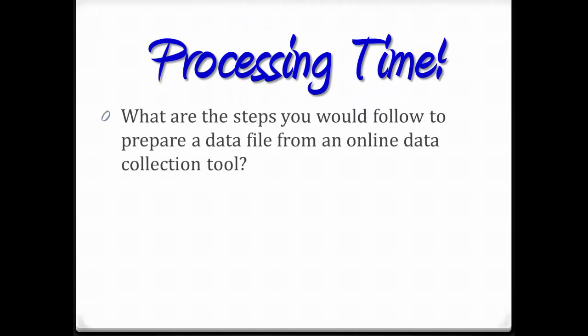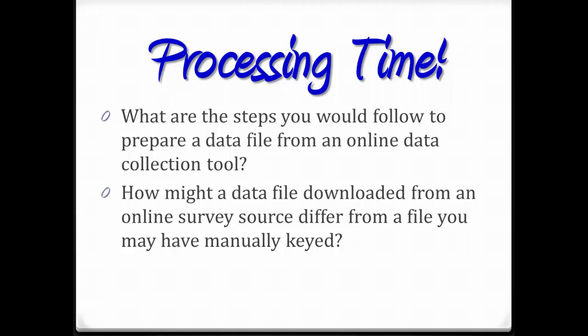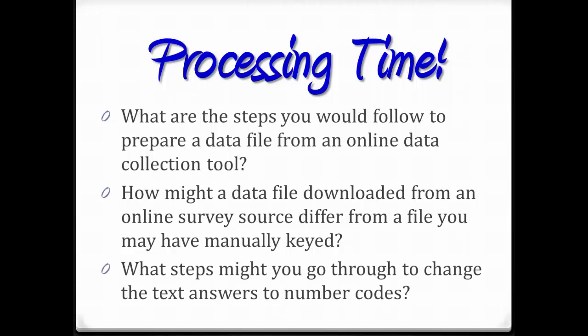Processing time. What are the steps you would follow to prepare a data file from an online data collection tool such as Google Forms or SurveyMonkey? How might a data file downloaded from an online survey source differ from a file that you may have manually keyed? And what steps might you go through to change the text answers to number codes?